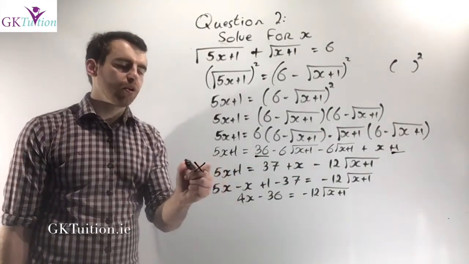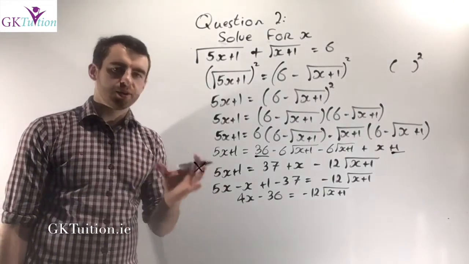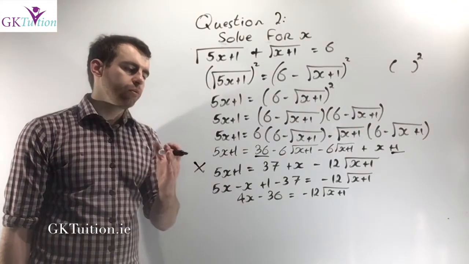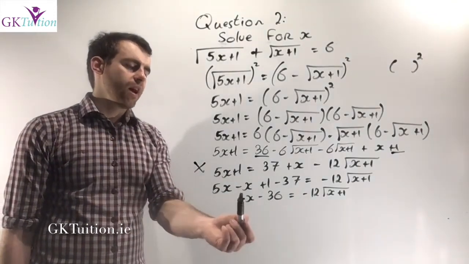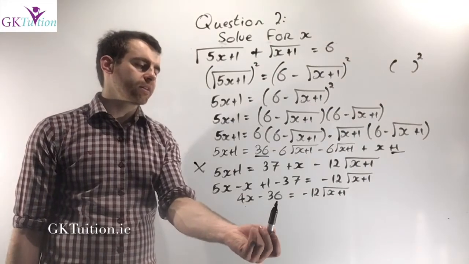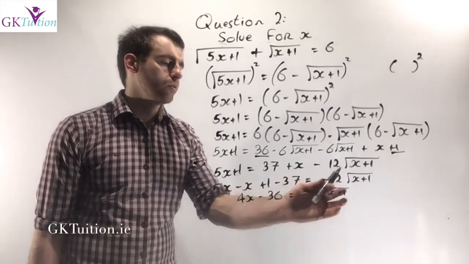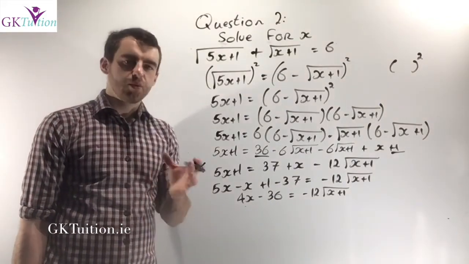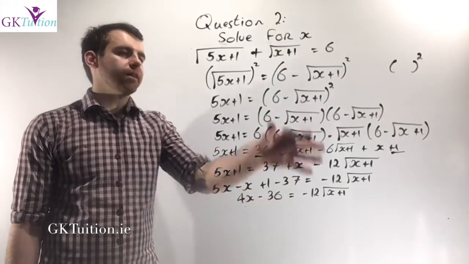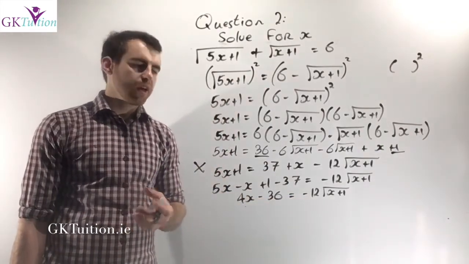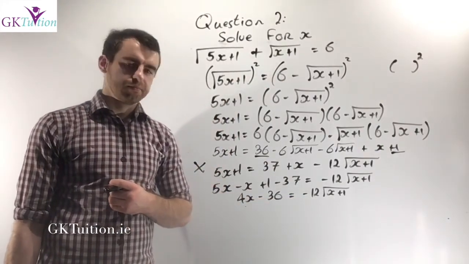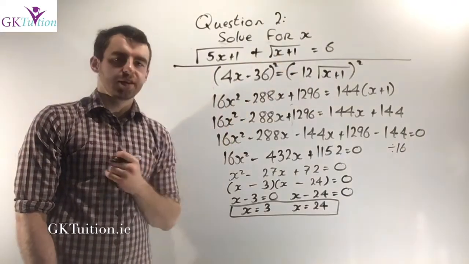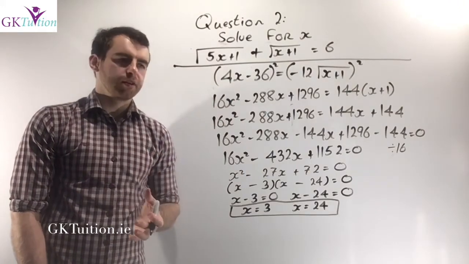At this stage, my goal is to try and isolate the term with the surd so that I can eliminate my second surd. So what I did was I moved the other terms to the left hand side, and I end up with 4x minus 36 is equal to minus 12 times root x plus 1. And now I'm ready to eliminate the second surd by squaring everything again. So I'm going to rewrite this at the top. I'm going to square both sides and I'm going to try and solve this equation. So what I've done is I've taken the left hand side and squared it, taken the right hand side and squared it, so as to eliminate the surds.